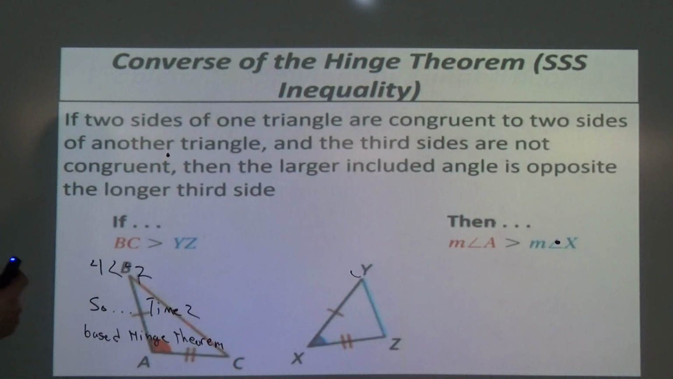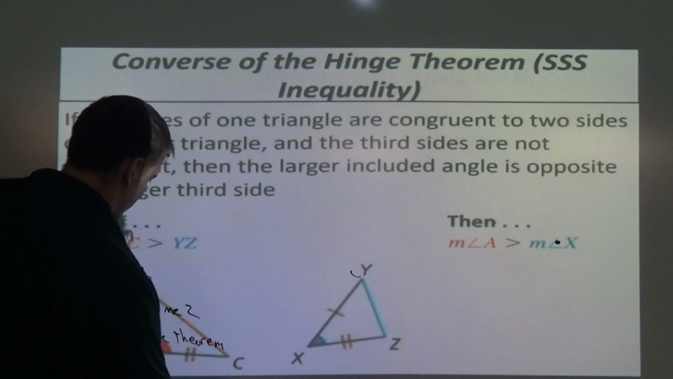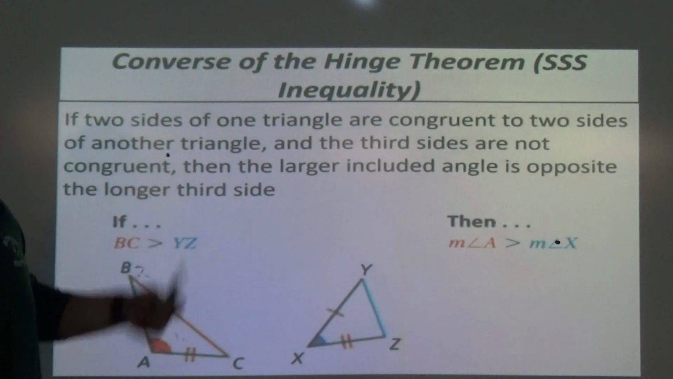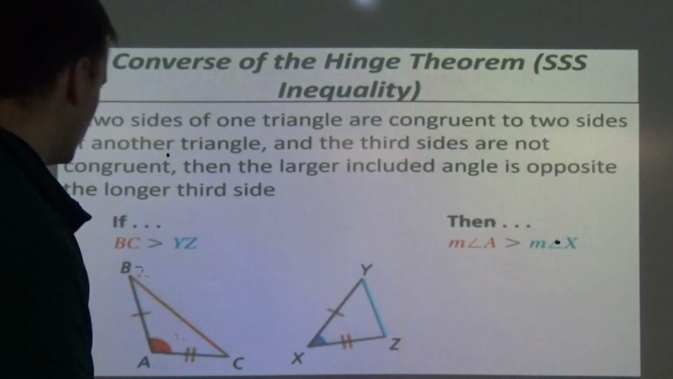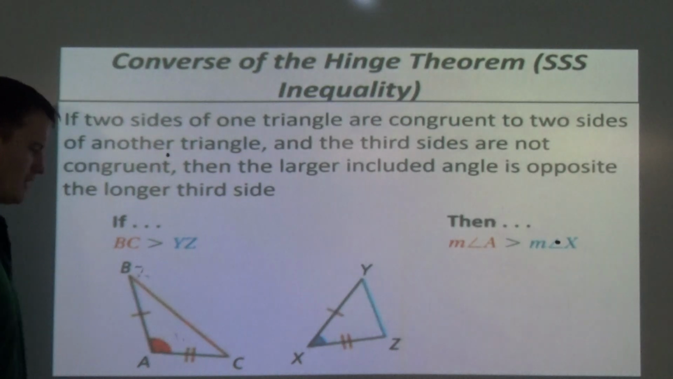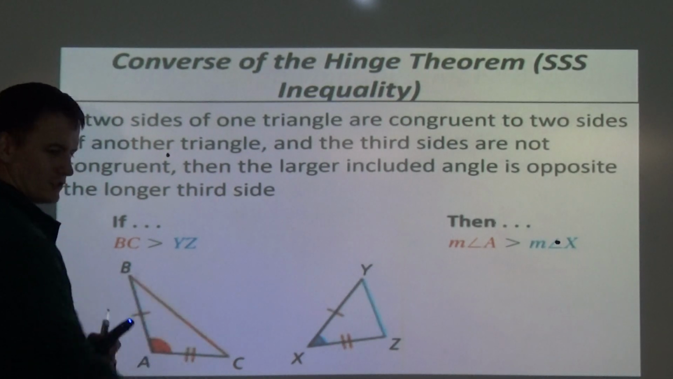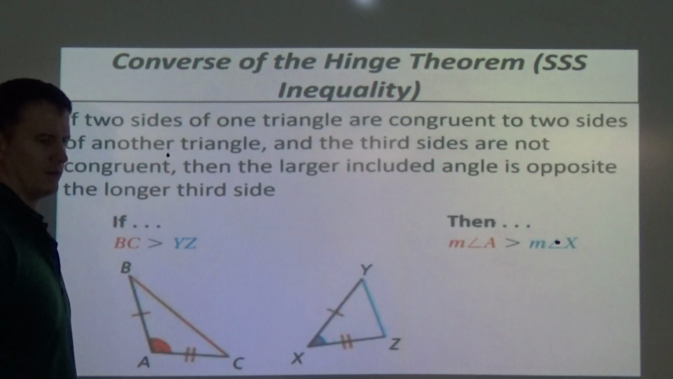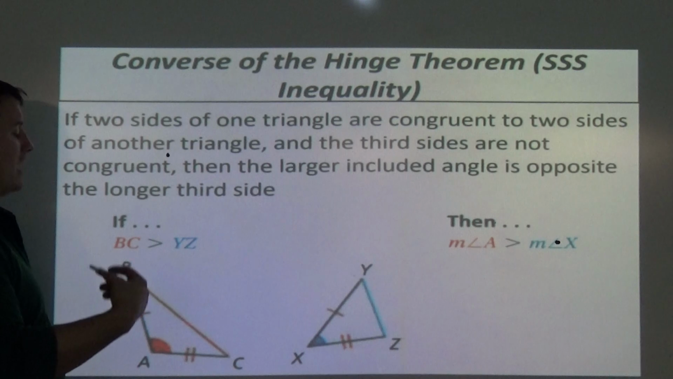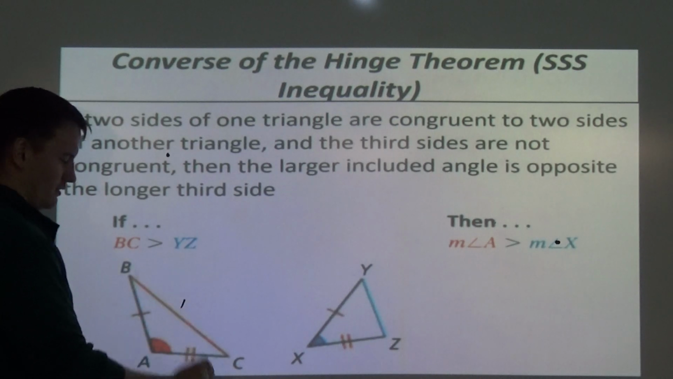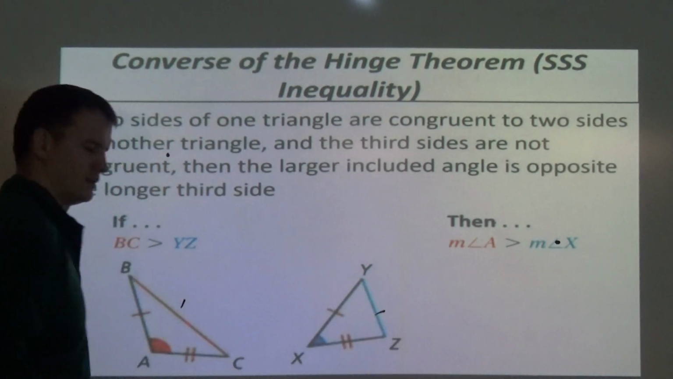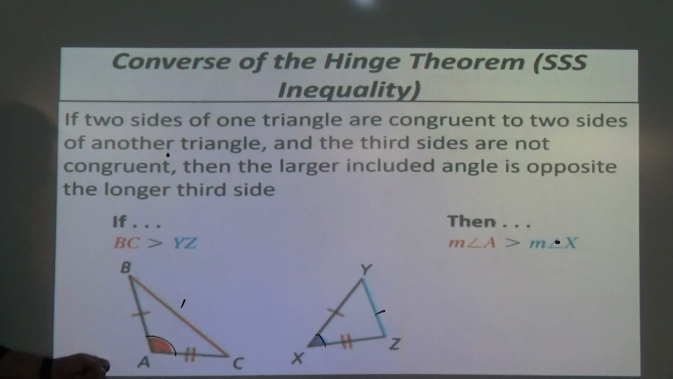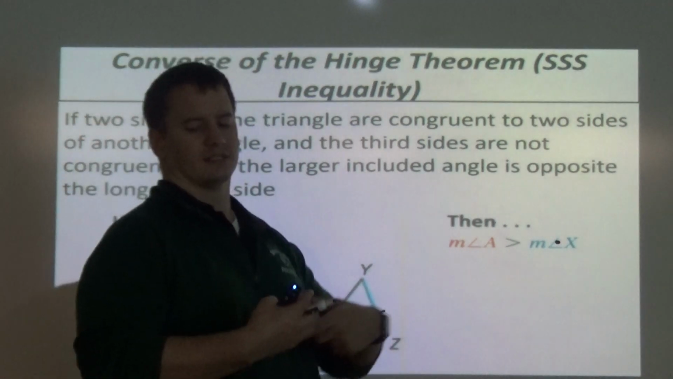Alright, the converse of the hinge theorem. I don't know what it says up there, figured you guys can read that yourself. Pause it if you want. I'm going to try and explain to you guys how I think about it. The converse meaning the opposite of that. So if these sides are the same, and I know that this side is bigger than this side, I know this angle is bigger than this angle. That's all that's saying. Angle A is bigger than angle X, because the side is longer.